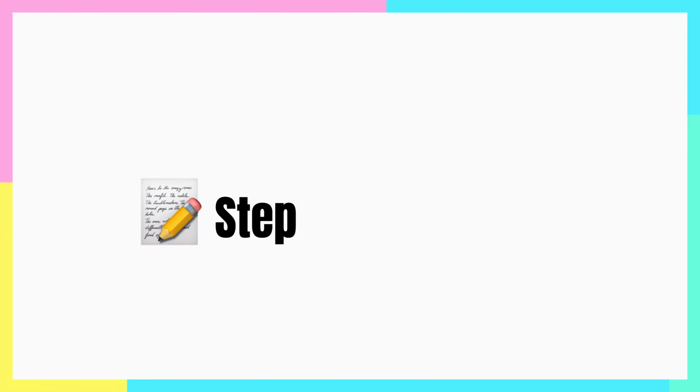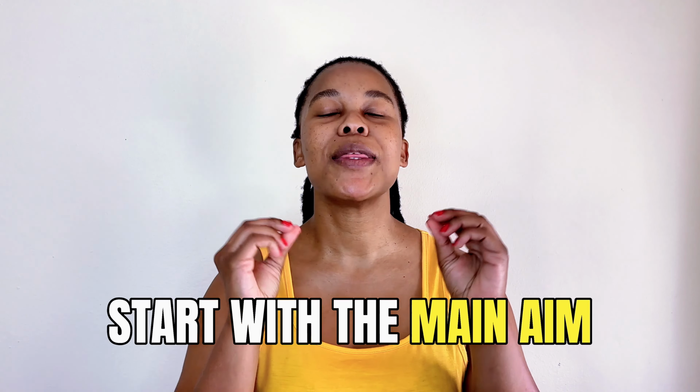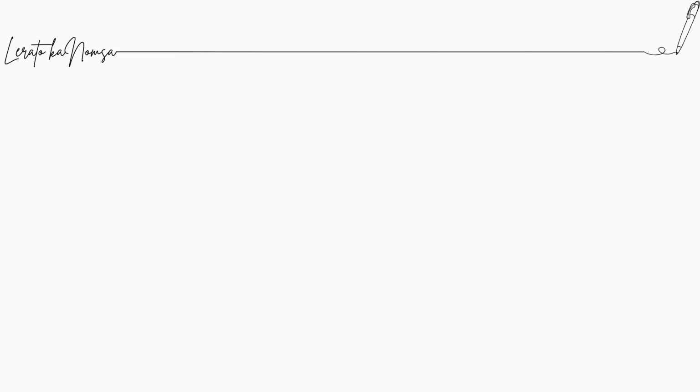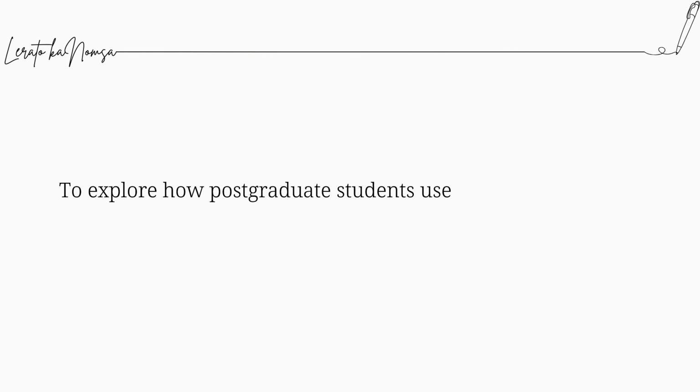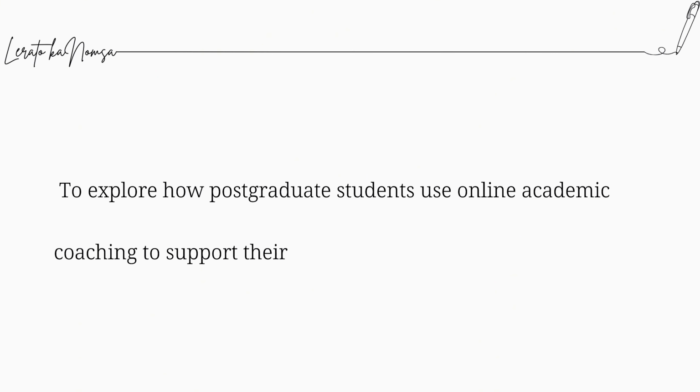The next step is what helps you with these 3 things, and that is your objectives. When you are writing your objectives, you want to start with the main aim, what your research is hoping to achieve. Then you want to add 2 to 3 specific and measurable objectives that will break down the aim into smaller steps. For example, to explore how postgraduates use online academic coaching to support their thesis writing.